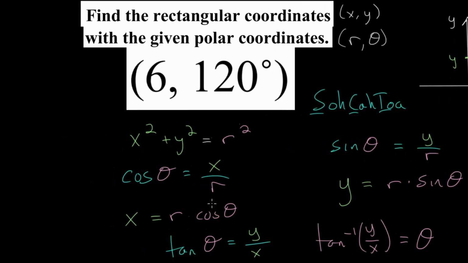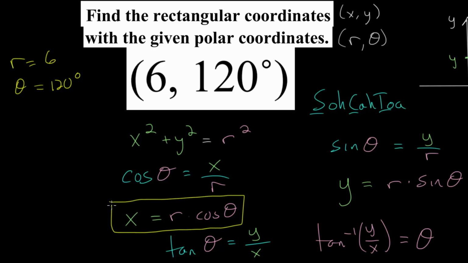We can keep our relationships in the picture, but we're told that r is 6 and theta is 120 degrees. And for this problem, we just need to know the x and y coordinates. So we can use these equations here, that x is r times the cosine of theta and y is r times the sine of theta. So let's just plug in our values here.